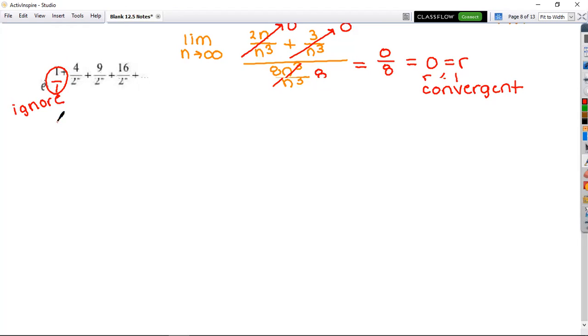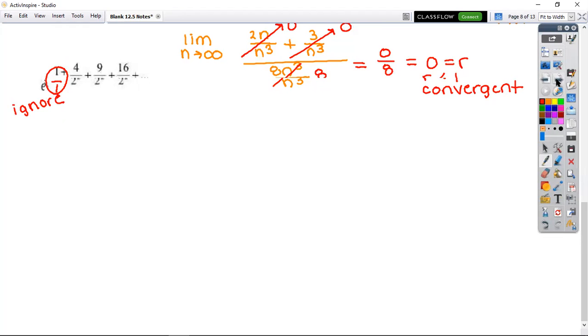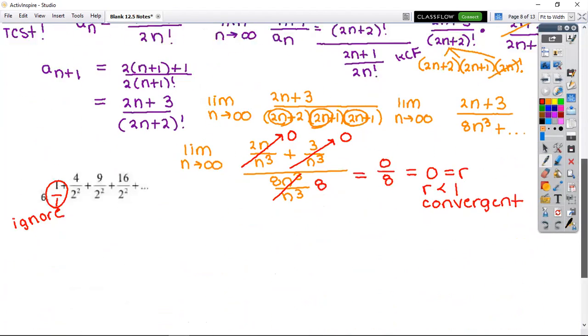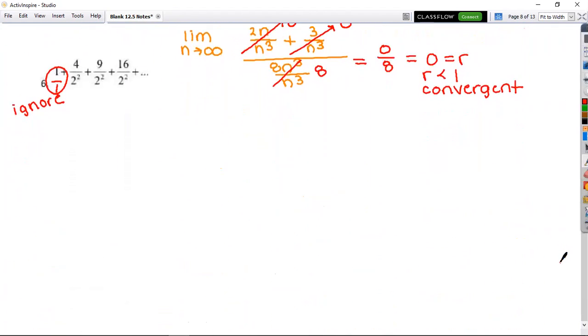Hold on, let me fix this for you. And I'm going to write my formula and do my quick comparison test for this one instead. So again, you're going to ignore that first term. So my comparison test. Nice and quick.